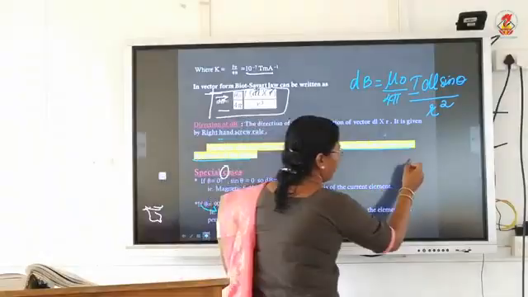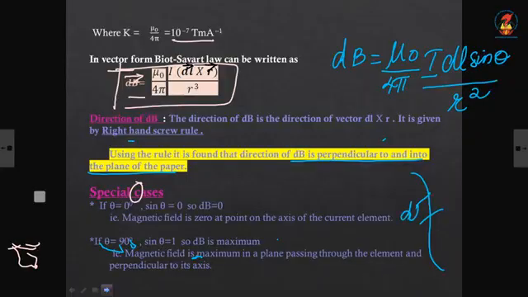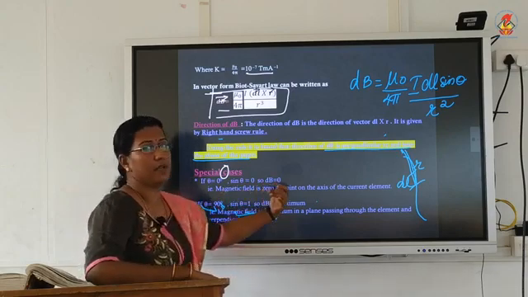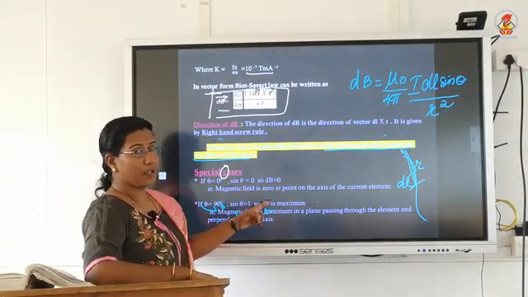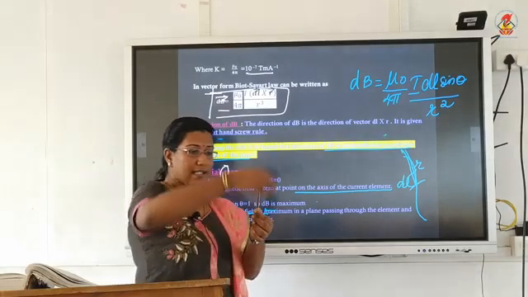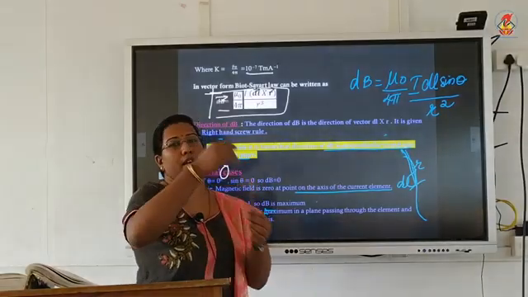So imagine this is my conductor, this is the current element dl. Now imagine I am going to find out what is the field at this particular point. So what will be the angle between the displacement vector and dl? It will be equal to 0. So what will be the equation for dB with sin 0? Sin 0 is 0. So what happens to the magnetic field? The magnetic field becomes equal to 0, which means the magnetic field is 0 at a point on the axis of the current element, or the magnetic field is 0 along the axis of a conductor.